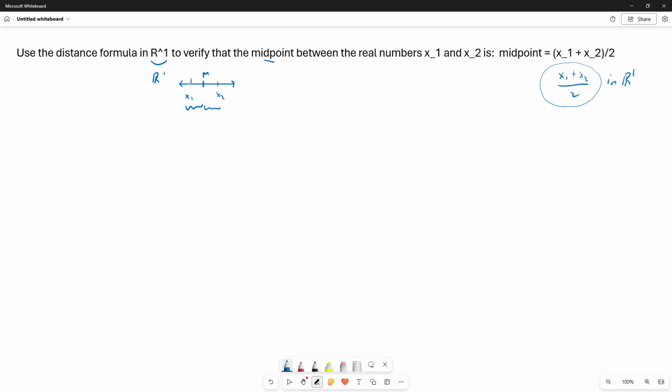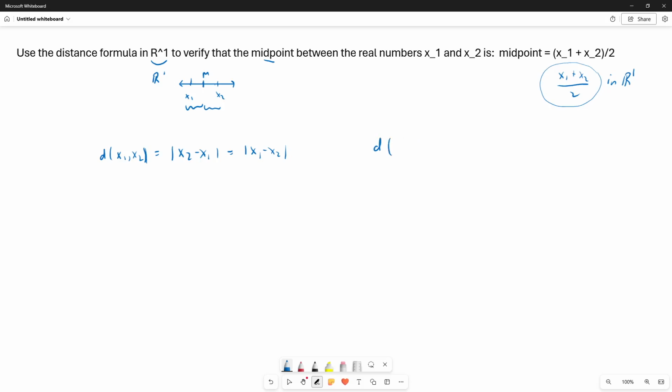Now the distance between 2 points, the distance between the points x1 and x2, for example, is given by absolute value of x2 minus x1. And that is the same as absolute value of x1 minus x2. So it doesn't matter which order you put the 2 points in the absolute values here. You subtract and take the absolute value. Subtract in either order and take the absolute value.